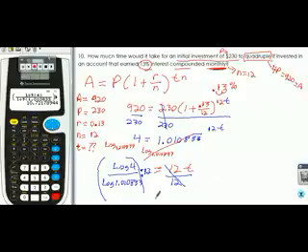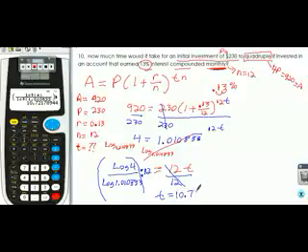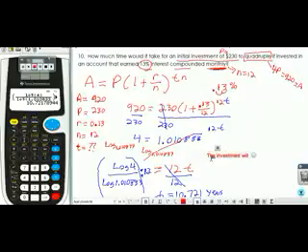So T equals 10.721 years. And last but not least, we'll write a nice little sentence saying we understand it. So the investment will quadruple in 10.721 years.